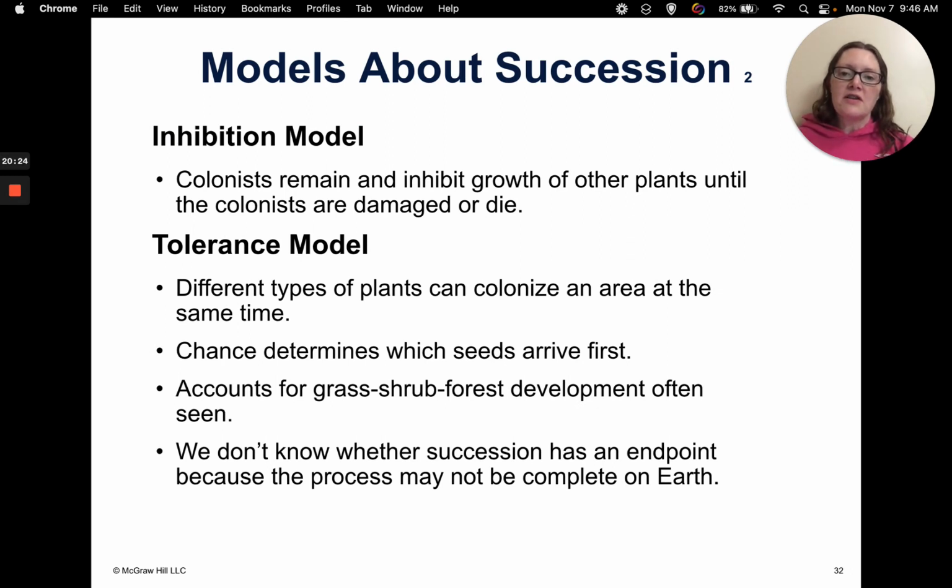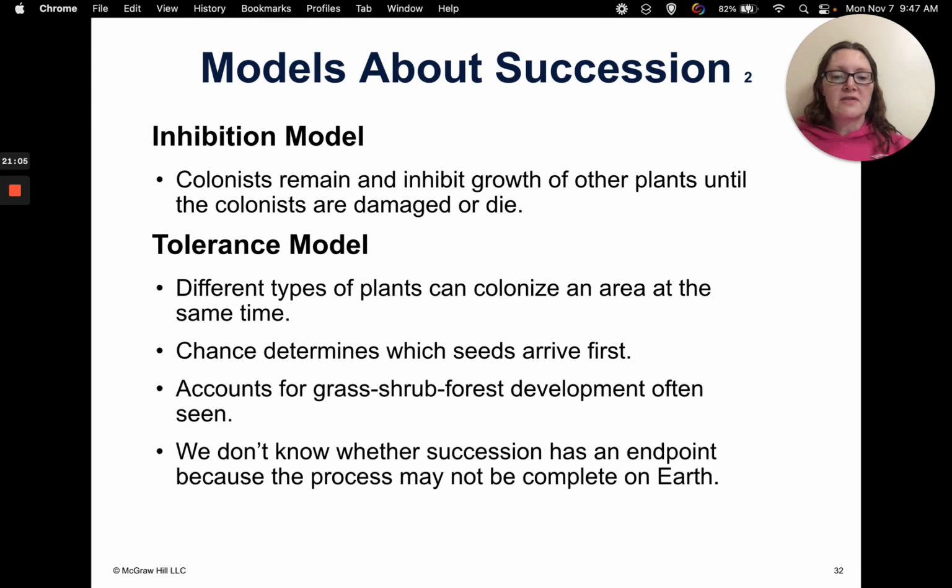Inhibition model: colonists remain and inhibit growth of other plants until the colonists are damaged or died. So sometimes the plants and animals that are there say, no, you can't come and start the next cycle until I'm gone. And so the next stage has to wait until the previous stage is done. The tolerance model is different types of plants can colonize an area at the same time. So they all tolerate each other. Accounts for grass, shrub, forest developments often seen. So grasses and shrubs and forests can all kind of grow at the same time in these cases.